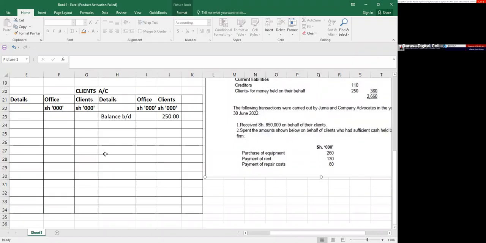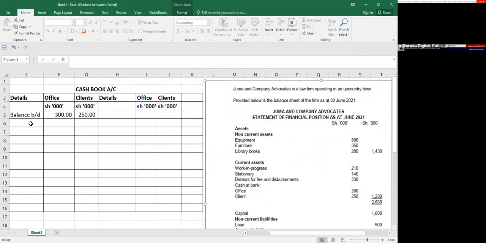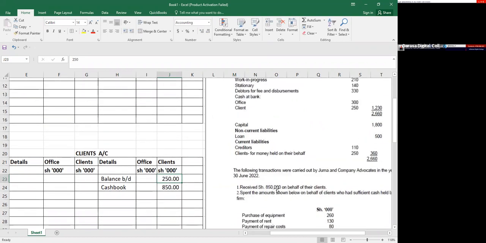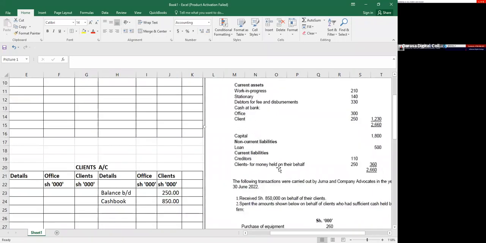So therefore, in this case, I'll come to my cash book. I'm having client's account, client's column, 850. We come to our client's account. This is cash book. Talk of our cash book. Client's column, 850. Okay. We proceed to note number, we proceed to, so I can bring this one here.